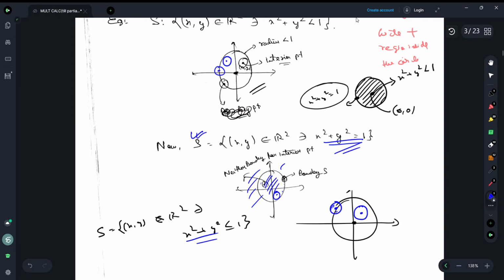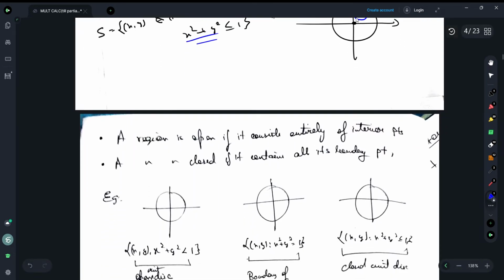The disk will contain no point of this region, because this particular region contains only those points which lie on the circumference of the circle. Is it clear, guys? Okay, let us come to the next statement.